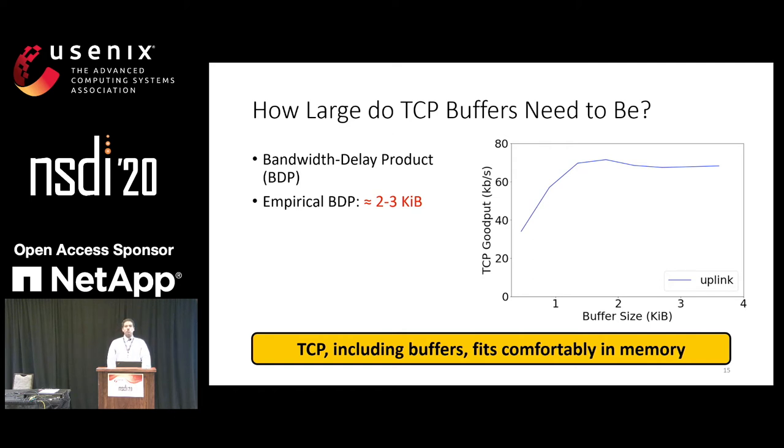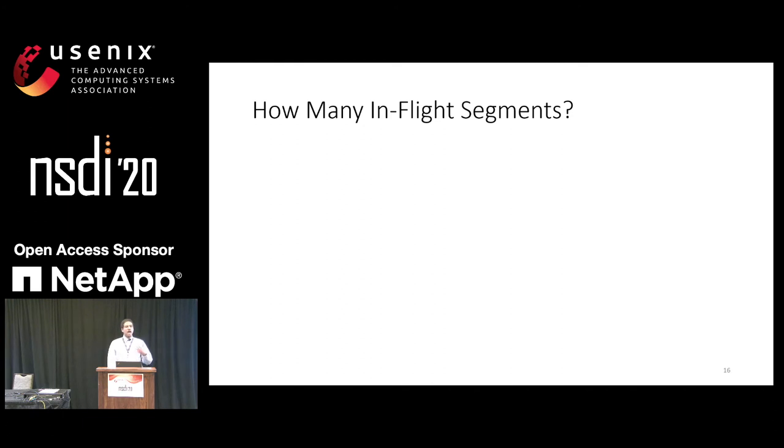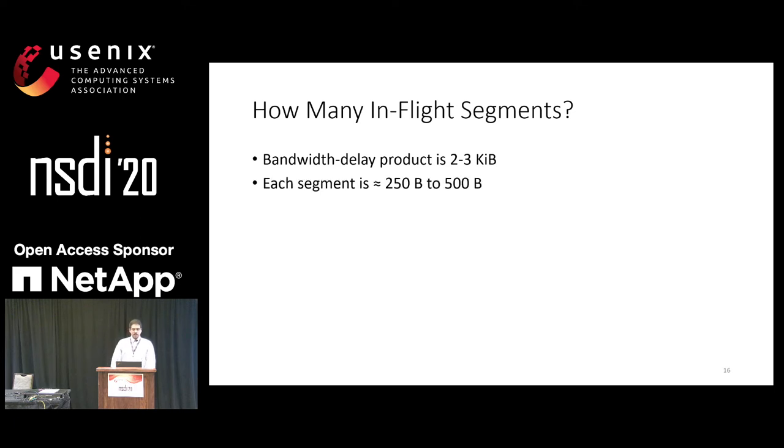OK, so now I'm going to move on to the next concern, which is the wireless TCP problem, TCP interpreting wireless losses as being due to congestion. And to do that, we can ask how many in-flight TCP segments we have in a single connection, which is the central problem here. The bandwidth delay product from before is about 2 to 3 kilobytes. And we size each segment to be between 250 bytes and 500 bytes. And this was done carefully. We use a 6LoWPAN adaptation layer to fragment our packets to get around the MTU limit. And the paper develops how we got these numbers.